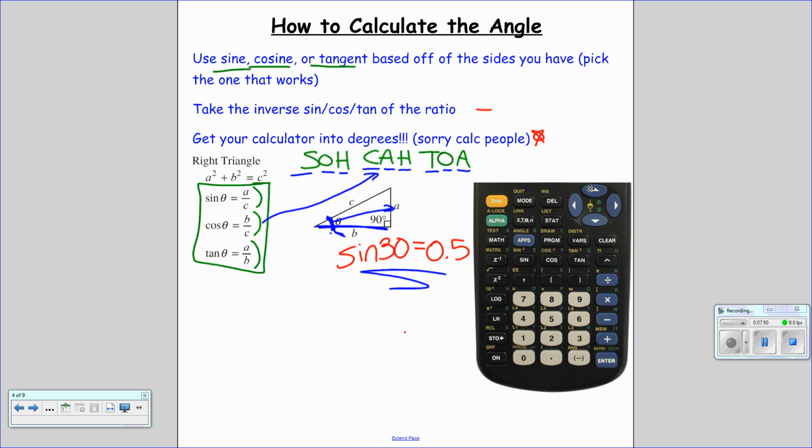Now, this thing right here says take the inverse sine or cosine of the ratio. When I say inverse sine, cosine, tangent, that's this number right here above. So inverse sine is above sine, inverse cosine is above cosine, inverse tangent is above tangent. So you would hit the second button and then the sine button to get inverse sine. And same for cosine and tangent. All right, I'll show you when to use that in just a second.